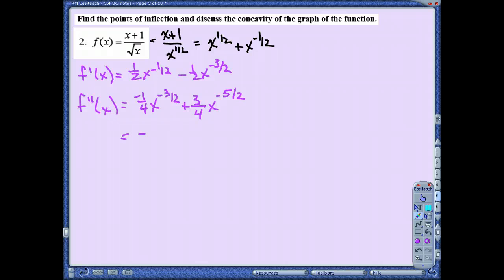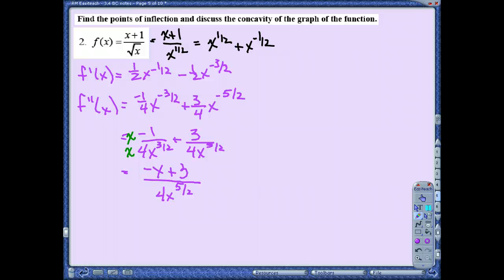Now we want to change our exponents. So we have negative 1/4 x to the 3/2 plus 3/4 x to the 5/2, and we want to get a common denominator. It's just going to make things easier. Well, if we use 4x to the 5/2 power on the bottom, we only need to multiply this by x, so this by x and then this by x. So that gives me a negative x on top plus 3.